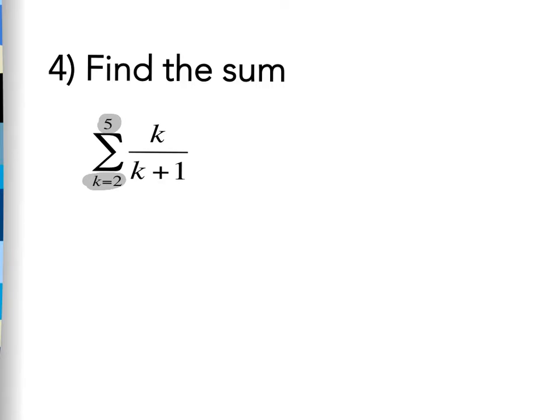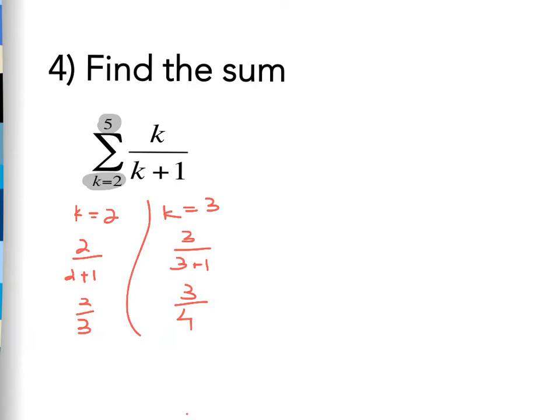I'm going to start with which one? K equals 2, okay? So I'm going to take k equals 2. I'm going to plug 2 in the place of k, and I get 2/3. And then I move on to k equals 3. 3 over 3 plus 1, sorry, which is 3/4. And then I go to k equals 4. 4 over 4 plus 1, which is 4/5.